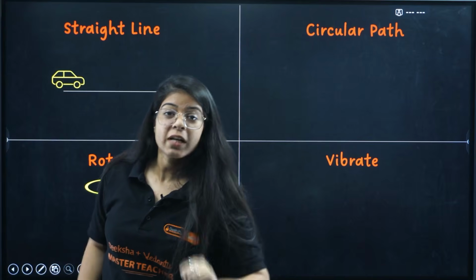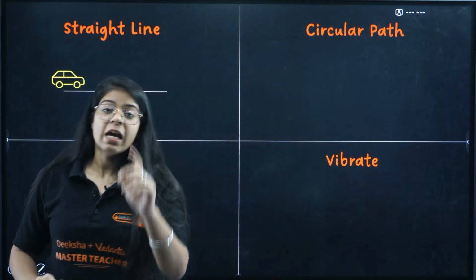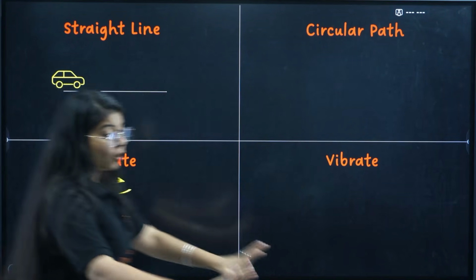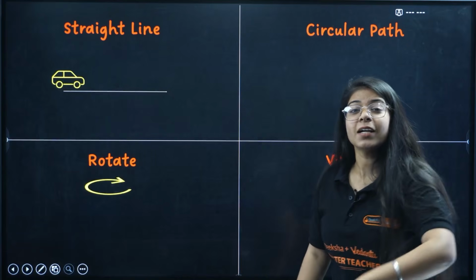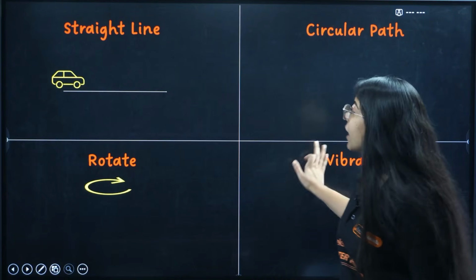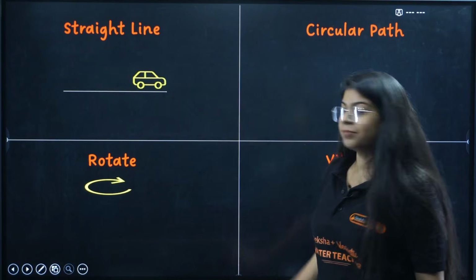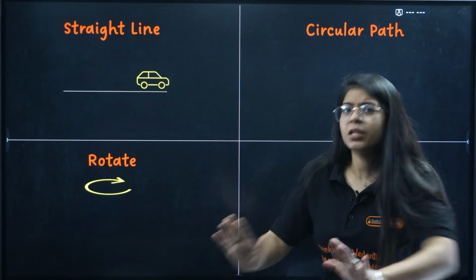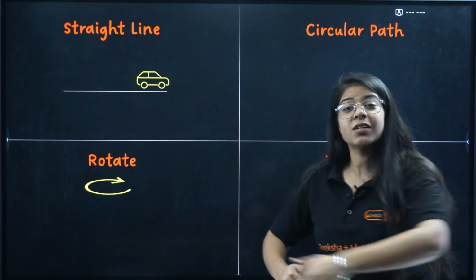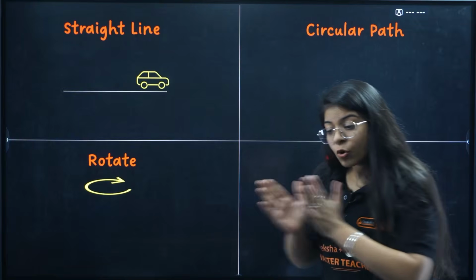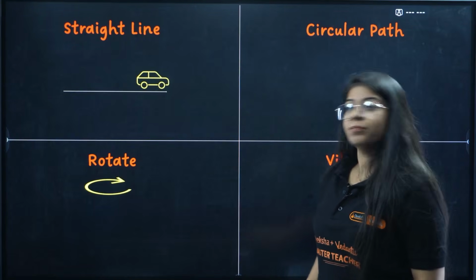Now there are 4 types of motion that we are going to study. First is straight line. So see very carefully, you will understand it in a very lovely way. Straight line is this. The car is going literally straight. It's not turning back. It's not turning right or left. It's going straight in a straight line.